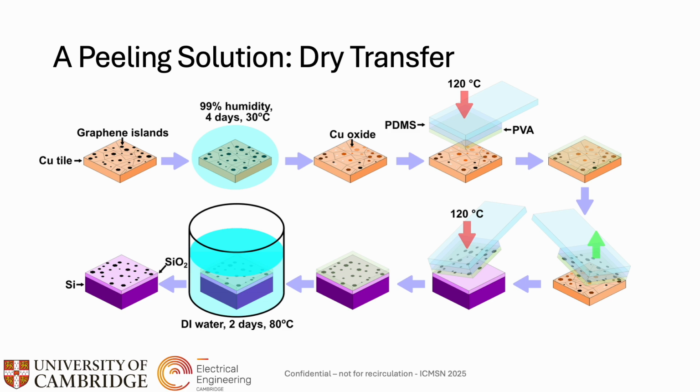and then apply this to a substrate of choice. In this case, we use silicon dioxide on silicon because it's typically used in electronic devices. And then we can rinse off the PVA with a DI water soak, and we're left with our graphene on silicon dioxide on silicon.